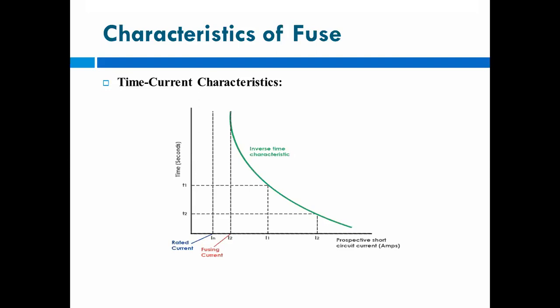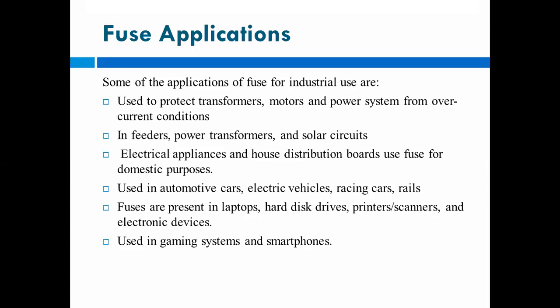So this is the time versus current characteristic. Here the time is in seconds, and it is against the prospective short circuit current. Okay. So as the value of current increases, the time required for melting the fuse element will decrease. So this is the inverse time characteristic. Remember, this is an important characteristic.